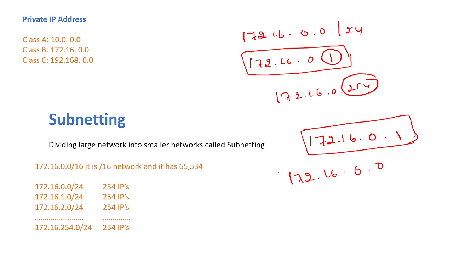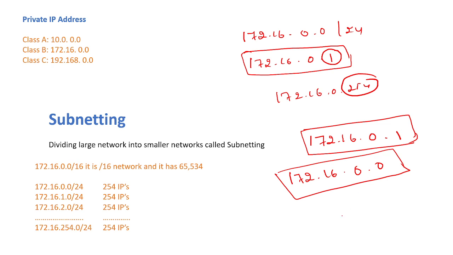172.16.0.0. Is it an IP address? No, I think it is not valid. It is not an IP address, it is a network ID, because anything that is ending with 0 is not an IP address, that is a network ID. Means the last 0 only.